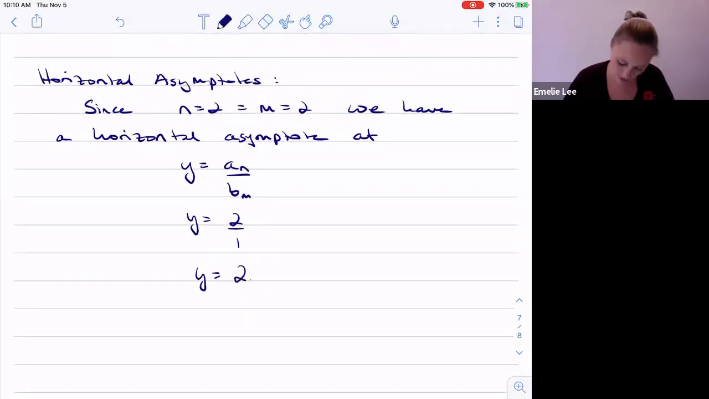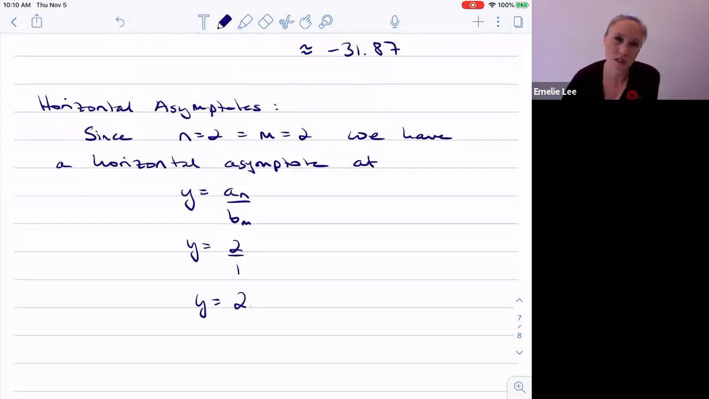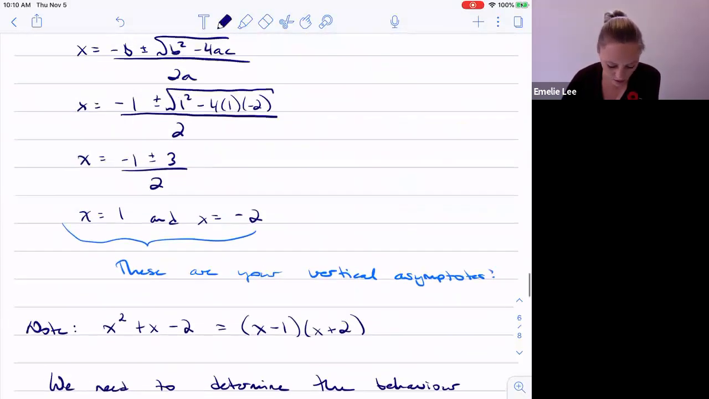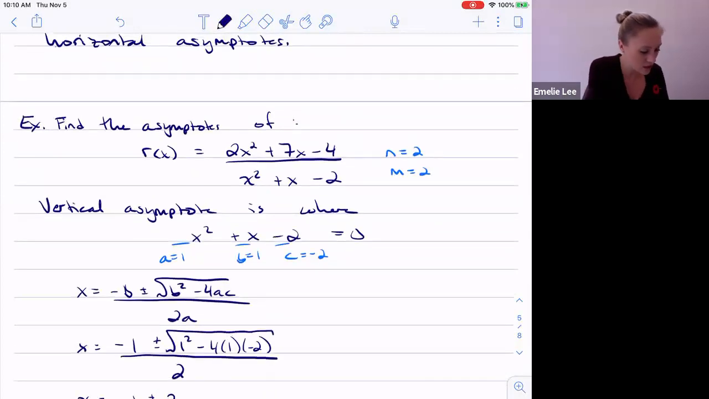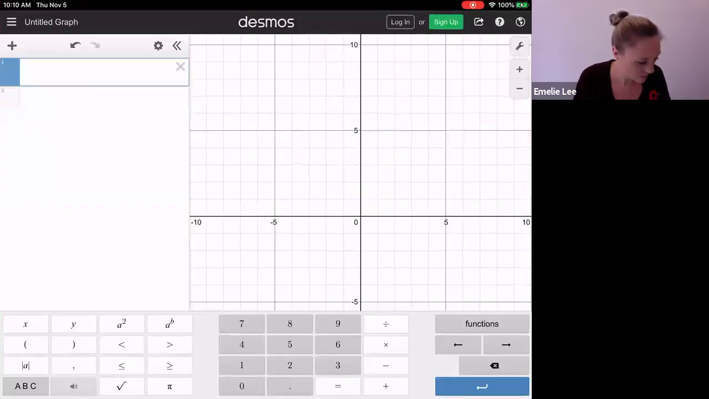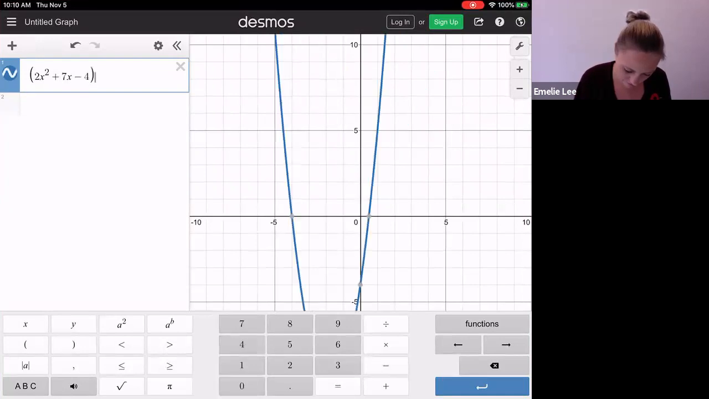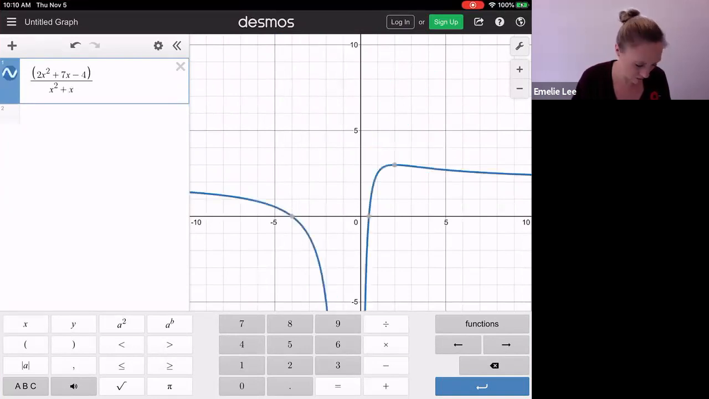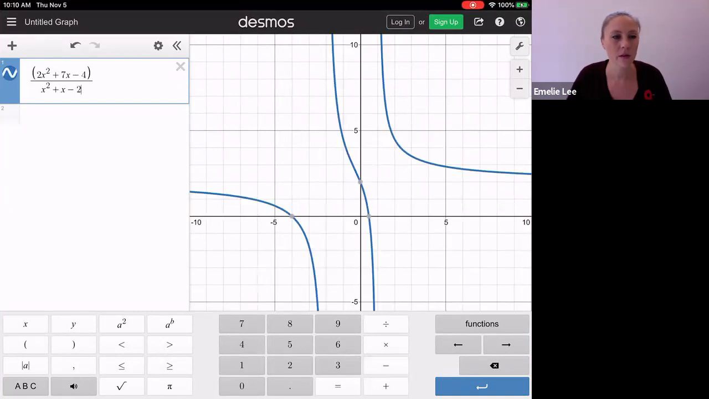Now, what I want to do is let's just sketch this in Desmos to see what it looks like, and just to get an idea of how these things behave. So where is my original equation? Let me just have it so I can put it into Desmos. I'm going to put the numerator in brackets just so I can make sure that everything is being divided by the denominator. So I've got 2x squared plus 7x minus 4, then divided by x squared plus x minus 2.